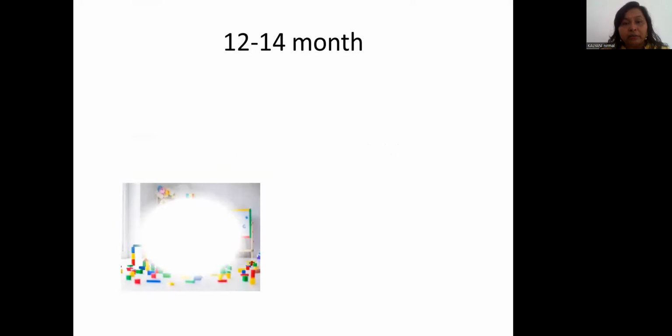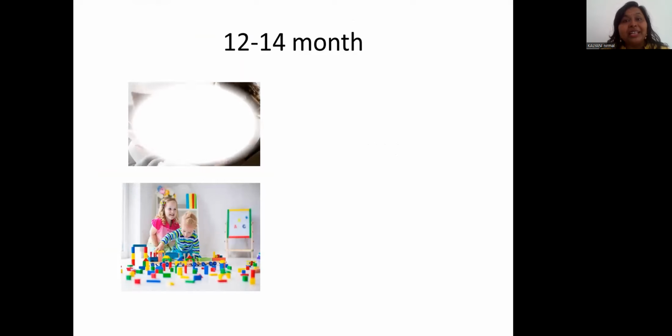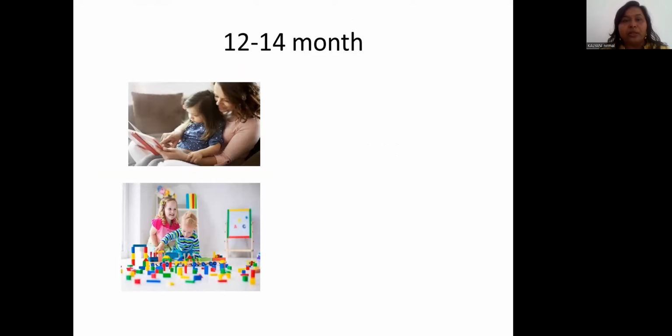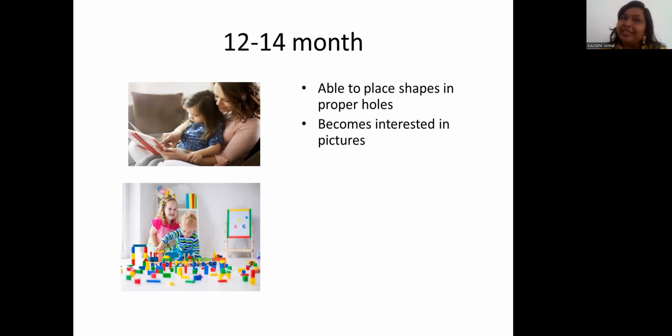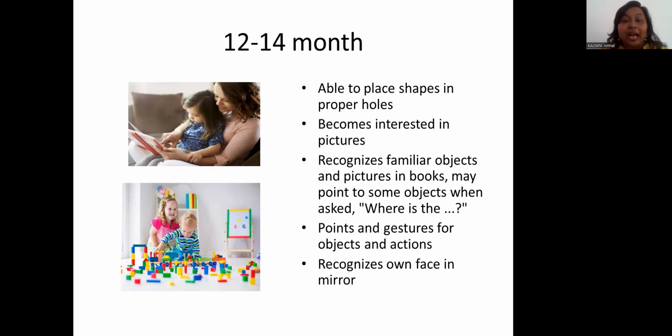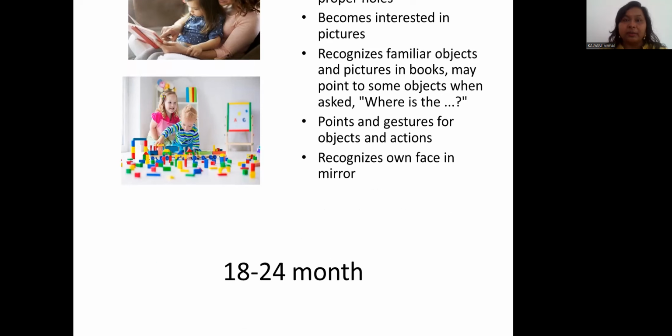At 12 to 14 months, when the child is sitting without support and begins to initiate standing, they can place shapes in proper holes. They become interested in pictures and recognize familiar objects and pictures in the book, may point to some objects when asked where it is, point and gesture for objects and actions, and recognize their own face in the mirror.